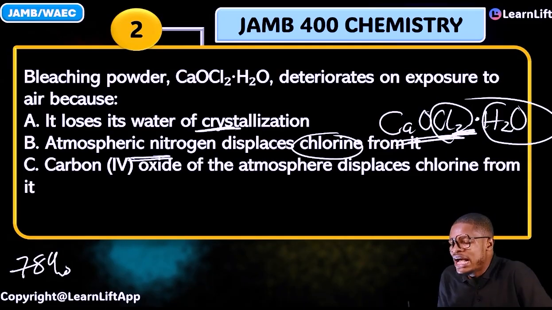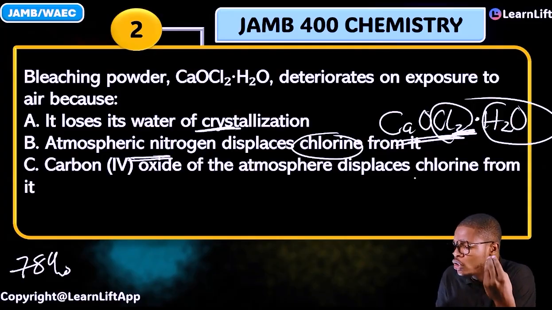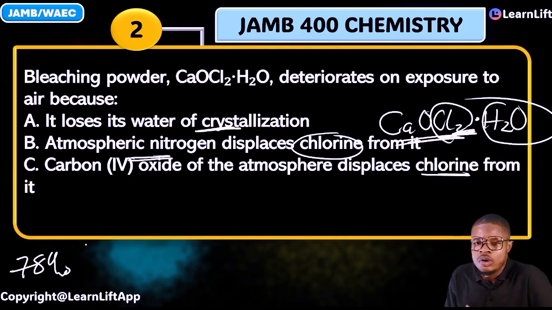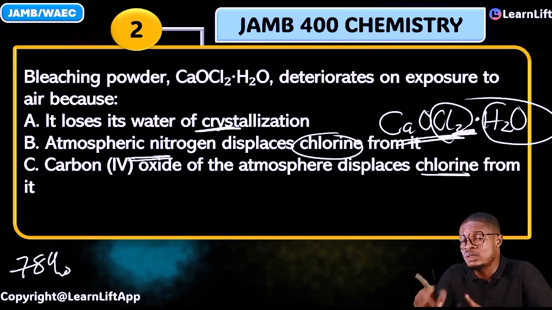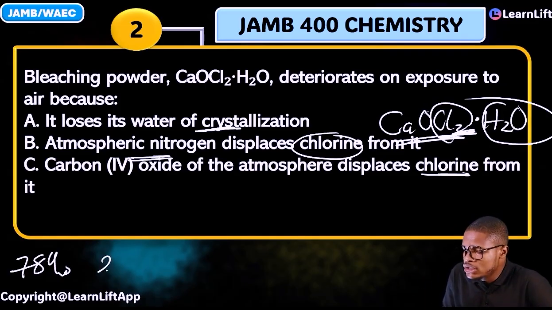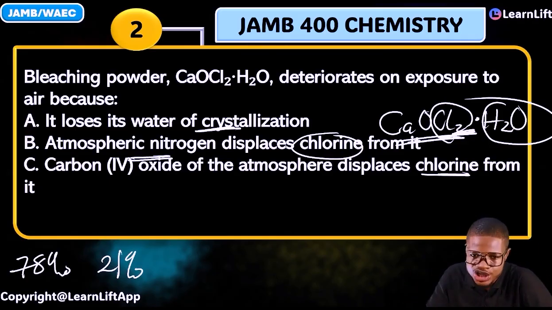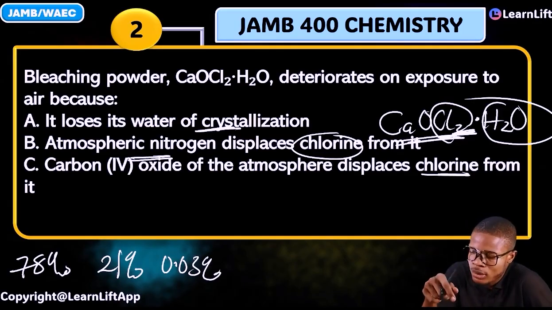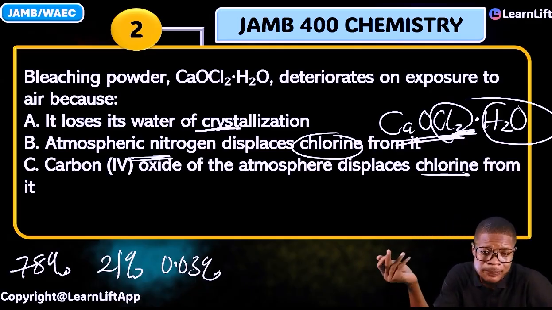Option C says the carbon dioxide gas of the atmosphere is going to displace the chlorine from your bleaching powder. Now listen carefully. You know your air is a mixture of gases. It contains 78% nitrogen, and nitrogen is used as a diluent. Jamb question: nitrogen serves as what? Diluent. Another thing is this: 21% of your air is made up of oxygen, and then 0.03% is carbon dioxide. Now listen. Option C says carbon dioxide gas is going to displace chlorine away from your bleaching powder. We don't know.